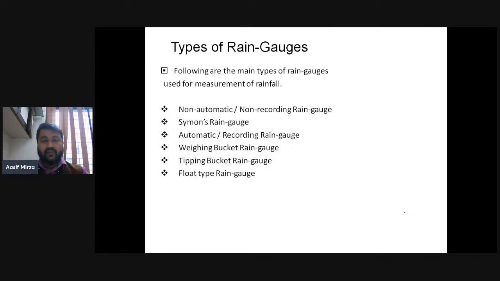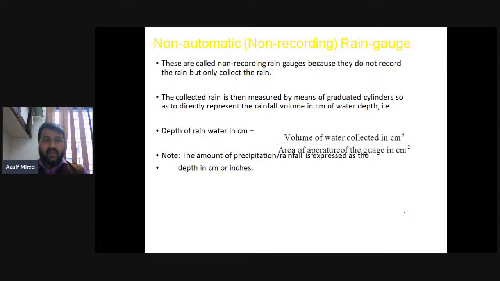Now we have the rain gauge to measure the rainfall. There are several types of rain gauge used for measurement of rainfall: non-automatic non-recording rain gauge, Symons rain gauge, automatic recording rain gauge, weighing bucket rain gauge, tipping bucket rain gauge, and float type rain gauge. These are the main types. Now we will discuss all the types of rain gauge one by one.